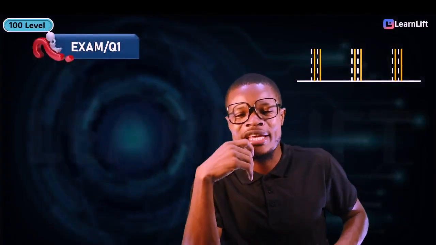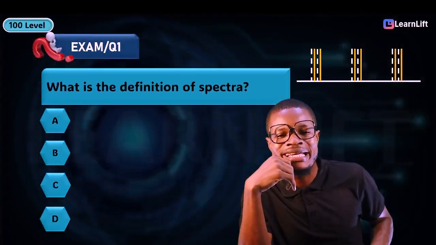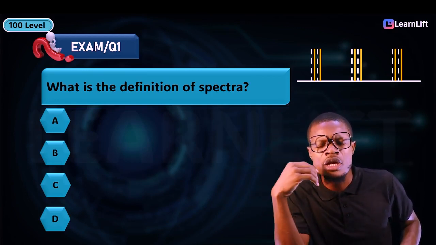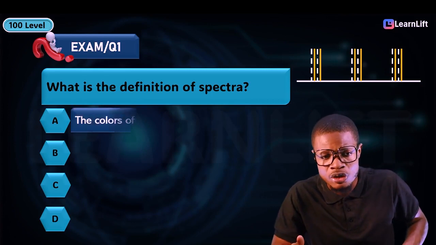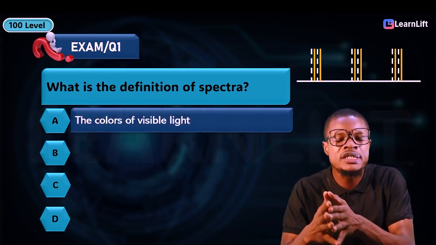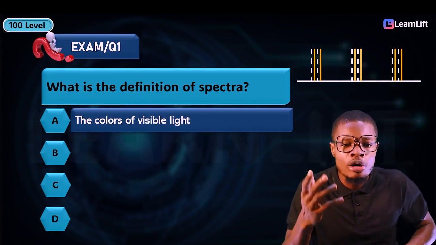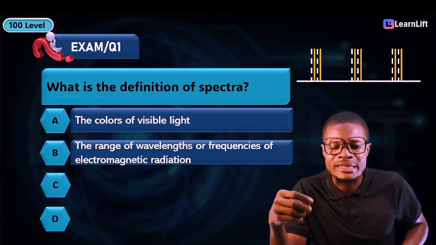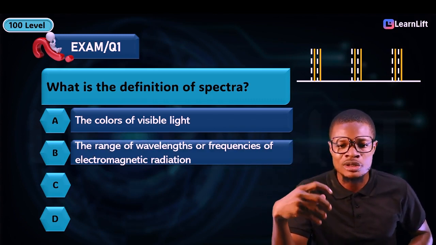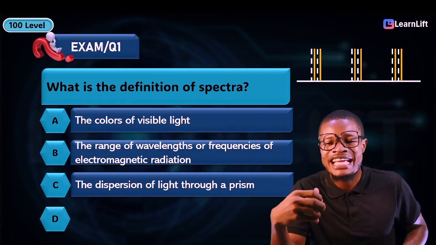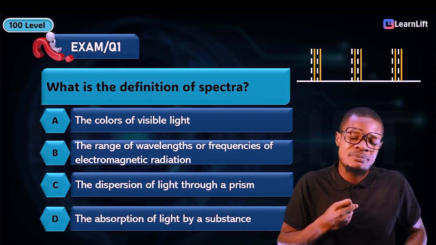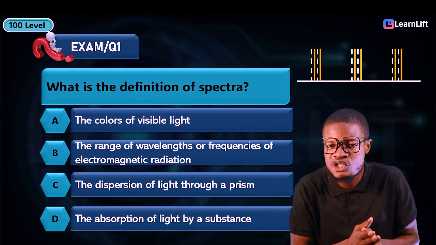Look at the first question here. Question 1 says, what is the definition of spectra? If I could define spectra, what is the definition? Option A says the color of visible light. Is that spectra? Option B says the range of wavelengths or frequencies of electromagnetic radiation. Option C says the dispersion of light through a prism. Option D says the absorption of light by a substance. So how do you define spectra?